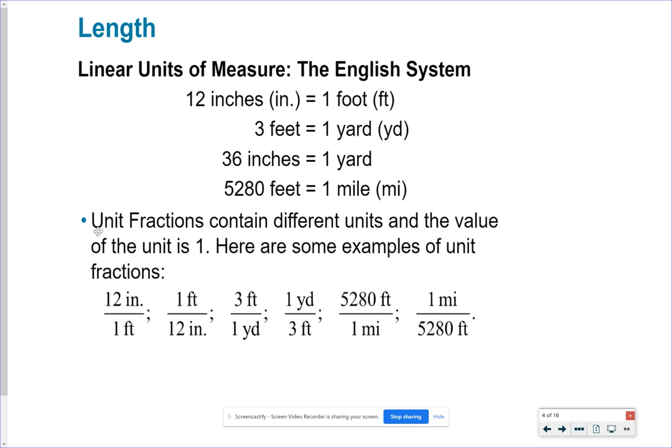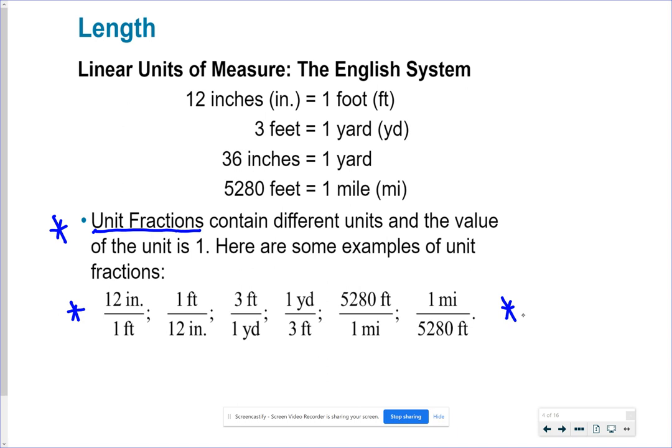Now, from those equivalences, those relationships, we can create what we call unit fractions. A unit fraction is just a 1. Its value is a 1. So, for instance, down here, 12 inches divided by 1 foot, that's 1, because 12 inches is exactly equal to 1 foot. And we'll use this as a multiplier to convert units. And we will use these others as well.